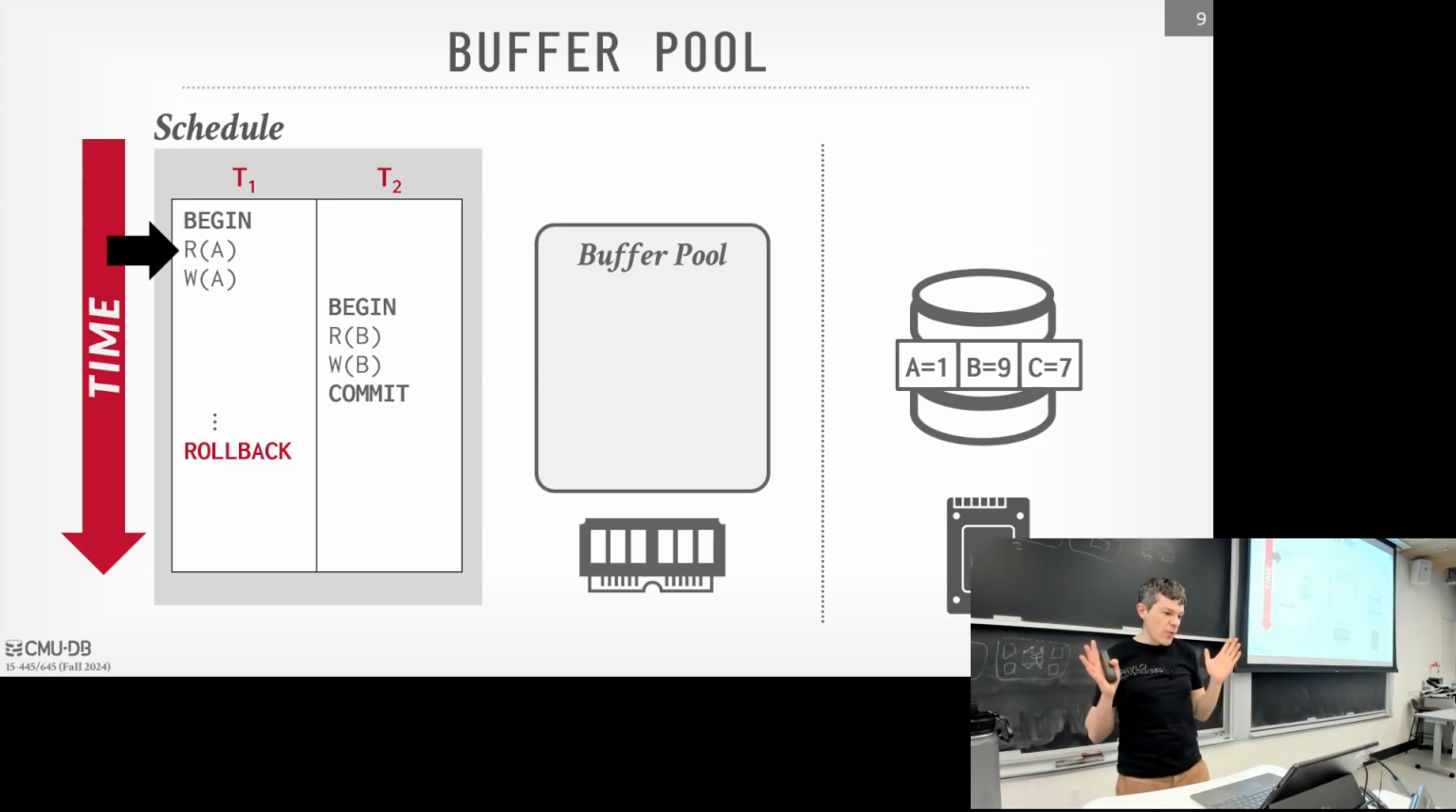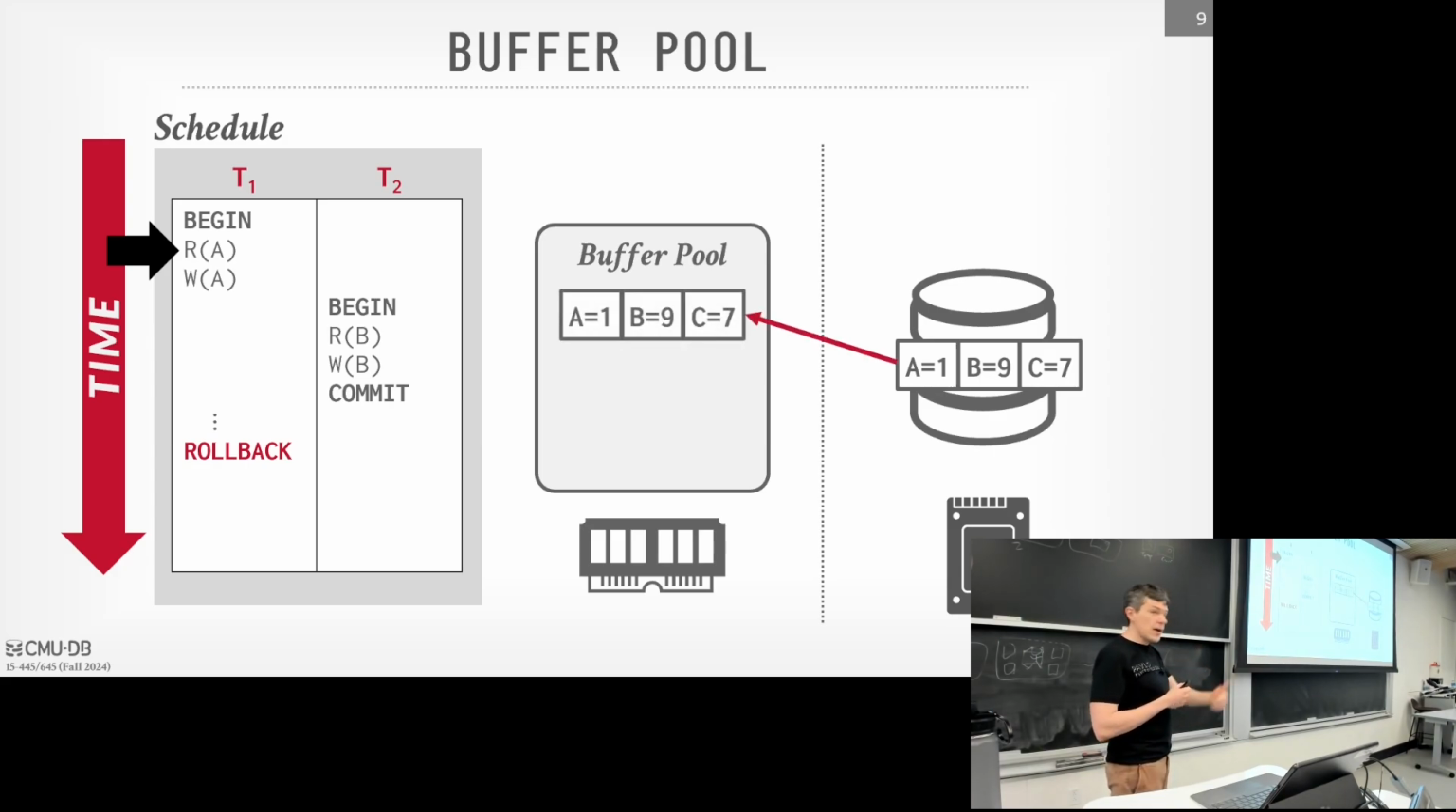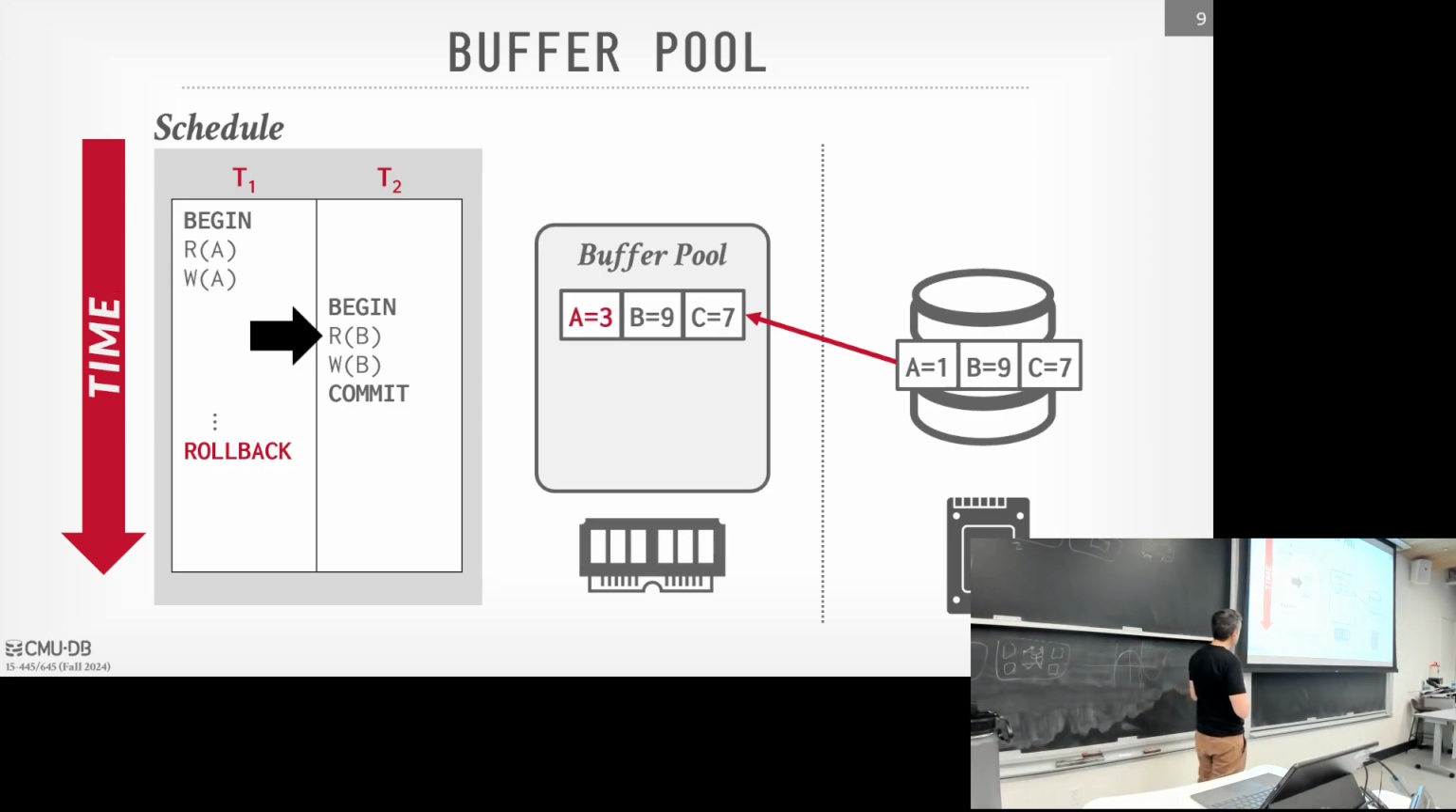So assume we have nothing in our buffer pool at the very beginning. T1 starts, does a read on A. So we know how to go to the disk, fetch that page where object A exists. Assume we have one page. Fetch it into our buffer pool. That's fine. Then we go ahead and do our write on A. All right. So then we update the record here, set it to A3.